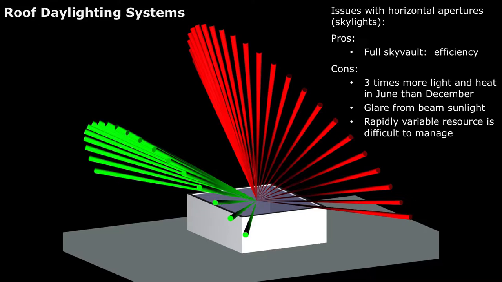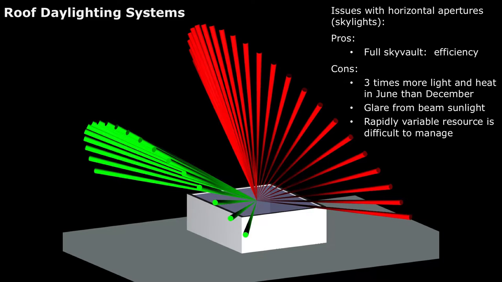So one of the simplest concepts that we can have for a daylighting system is to simply cut a hole in a horizontal roof, which we typically call a skylight. Skylights have the advantage that they gather light from the full sky vault, and as a consequence, they're very efficient in terms of the amount of light that they collect per unit area of glazing.